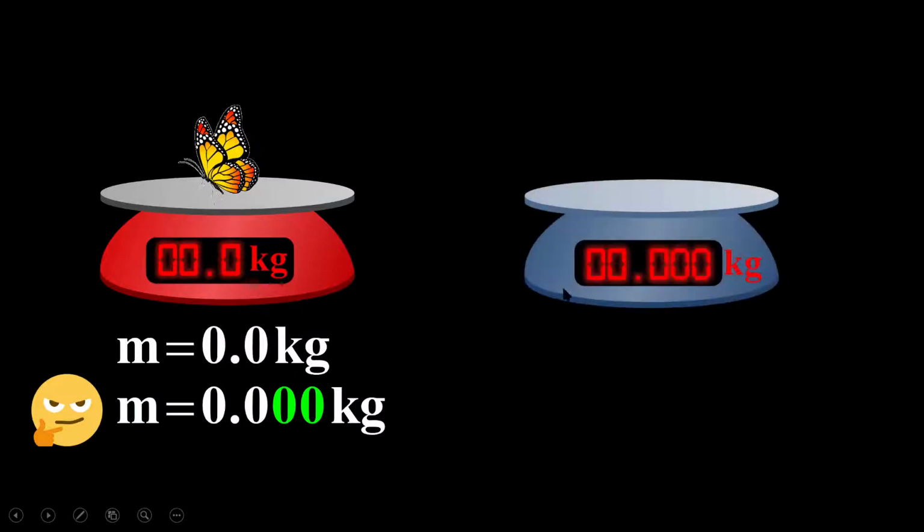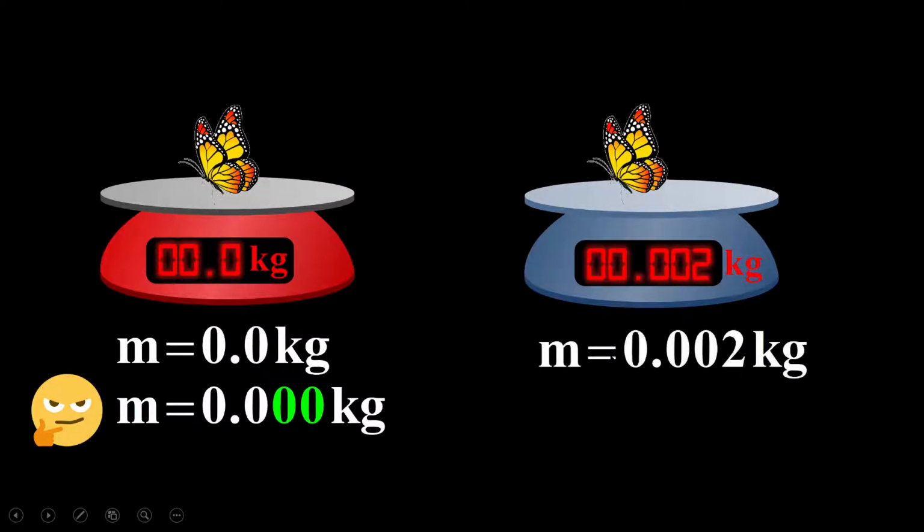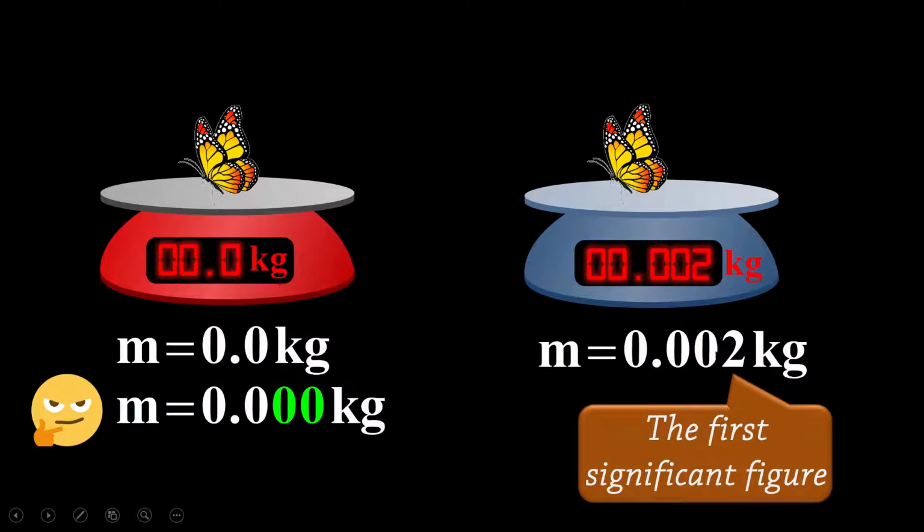I may use another scale with more sensitivity. As you see on the screen of this scale, I have three figures after the decimal point, and so it's much more sensitive. If the same butterfly sits or stands over that, you may see something like this, and the report is m is equal to 0.002 kilogram. 2 as the last figure, non-zero figure, is named the first significant figure.